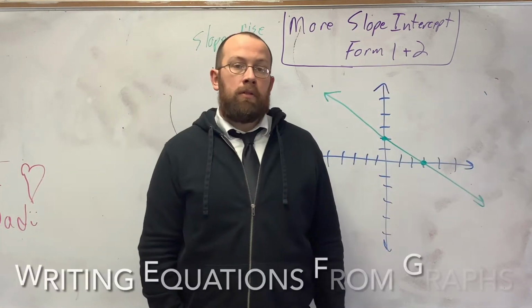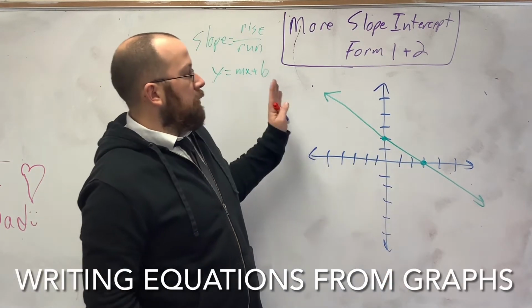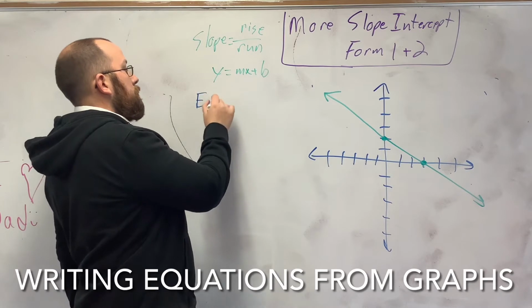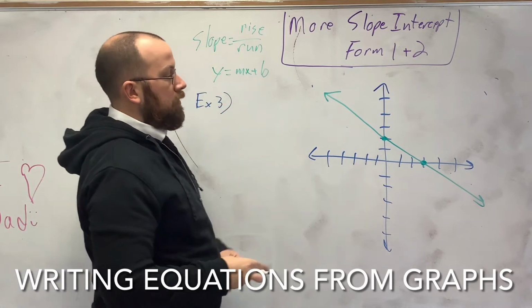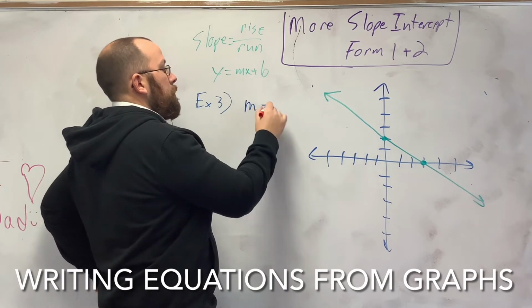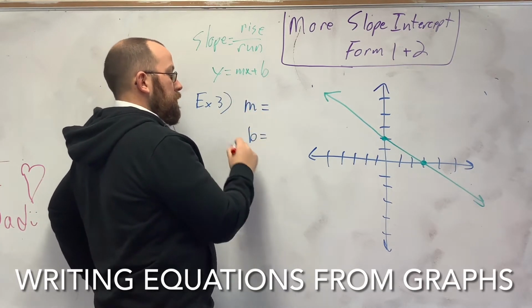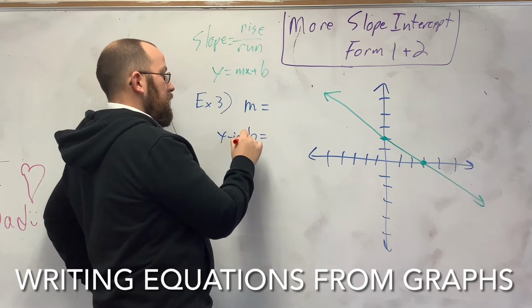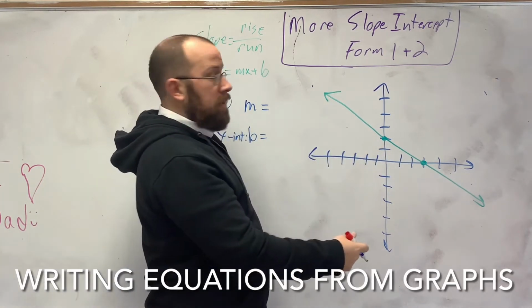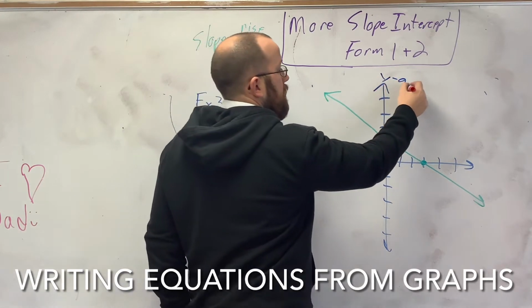All right, now we've done it where we graph the slope-intercept form a bunch. Now we're going to find it. We're going to go reverse. So to find the slope-intercept form, we need the slope and we need the y-intercept. So the y-intercept should be the easiest thing to find. It's where this green line crosses the y-axis.